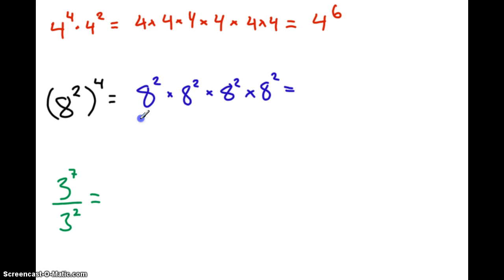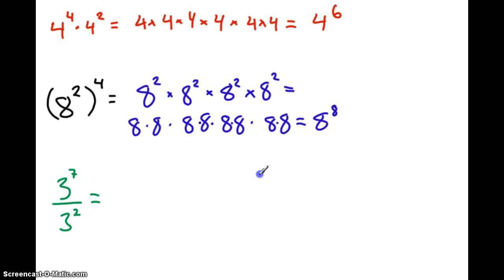But for those of you that are still kind of confused, like I don't know what that means. How many 8s are there? Well, there's this 8 and this 8 for 8 squared, and then 8 and 8 again, and then 8 and 8 again, and then 8 and 8 again. Make them all multiply. So essentially, there are a total of 8 8s. So 8 to the 8th power.